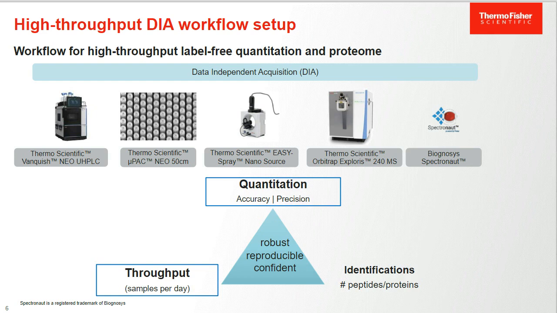The setup consists of Vanquish Neo UHPLC system, micropillar array column, EASY-Spray ion source, Orbitrap Exploris 240 mass spectrometer, and Spectronaut from Biognosys as a data analysis software. We have also shown results from DIA-NN, an open source software for DIA data analysis. So overall, we focus on achieving a balance between quantitation, sample throughput, and identification.